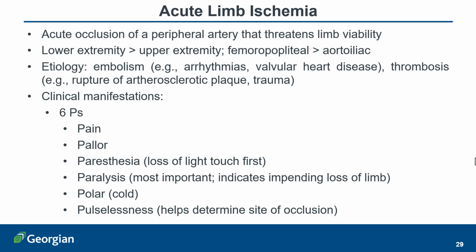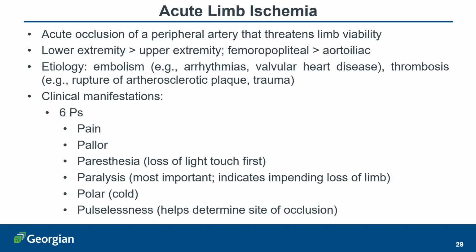We're now going to switch gears and discuss the vascular disorders, starting with acute limb ischemia. Acute limb ischemia occurs as a consequence of an acute occlusion of a peripheral artery that ultimately threatens the viability of that particular limb. Usually the lower extremities are affected more than the upper extremities, and the thighs more than the trunk itself. So the femoral popliteal arteries are more affected compared to the aorta or the iliac artery.